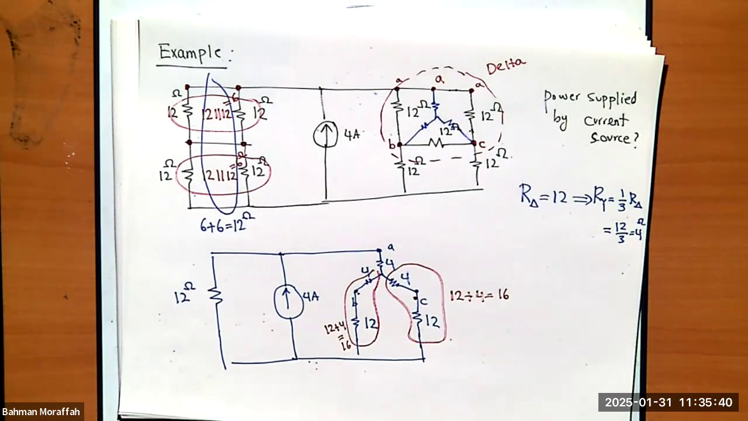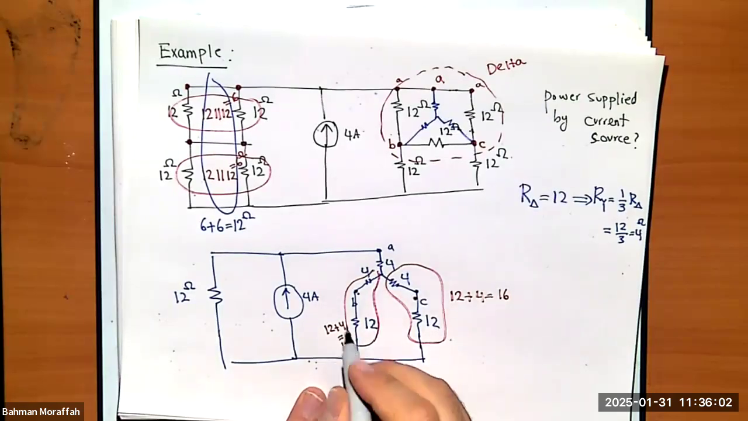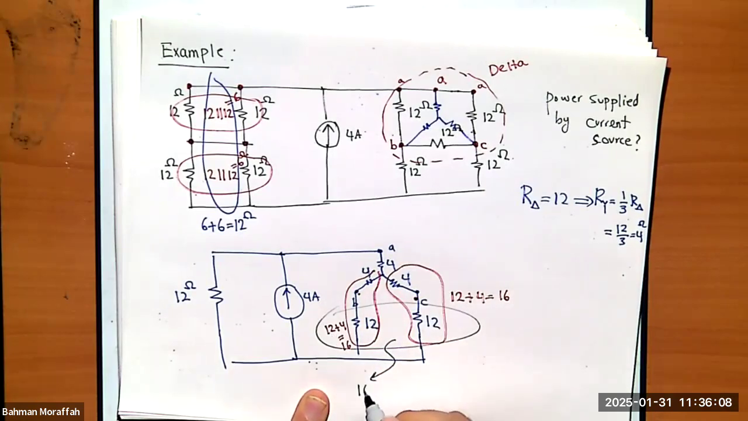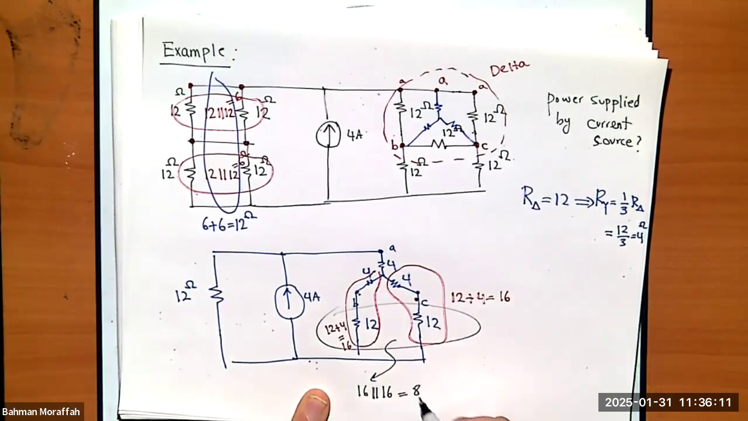What else do we observe? Can we say this 16 that I have over here is in parallel with this 16 that I have over here? Can I say that? Yeah, they're sharing the exact same head and tail. So I can replace them by the equivalent here. This is 16 in parallel with 16, which is an 8, right? Again, they're exactly the same, so the equivalent would be half of it, right?